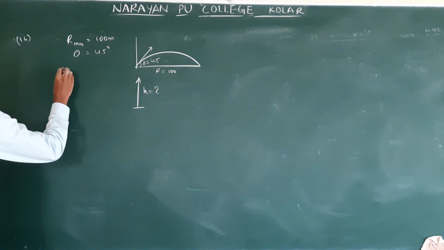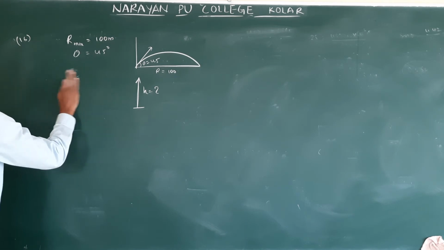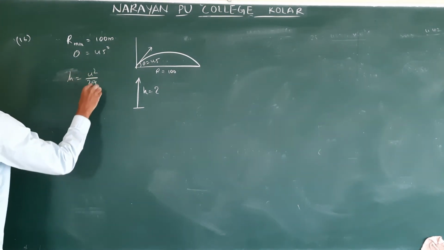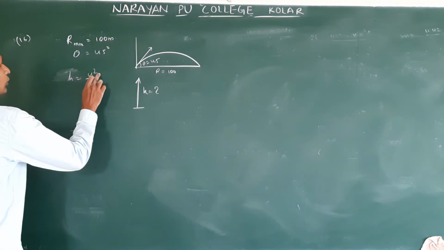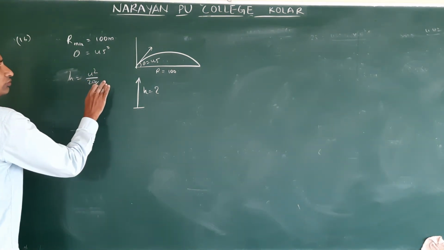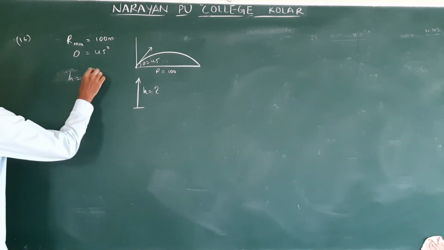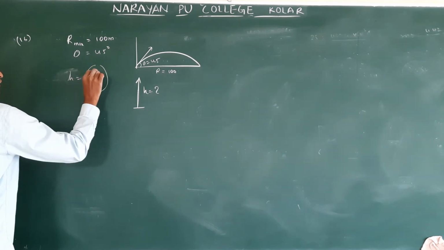So what is the R max formula? R max, H we require. H is equal to U square by 2G. This you have studied in the first lesson. So we do not have U value. G not mentioned means that is 9.8. So to get height, we need which value? U square value.